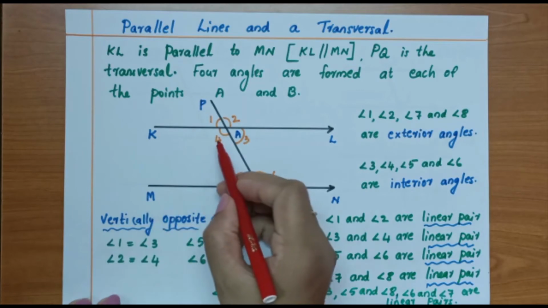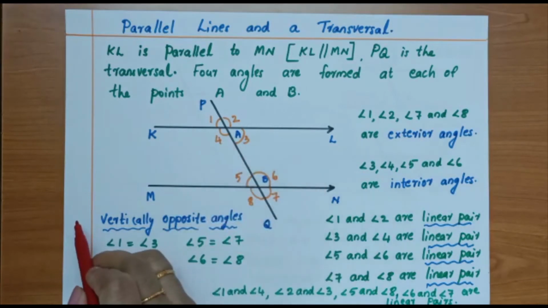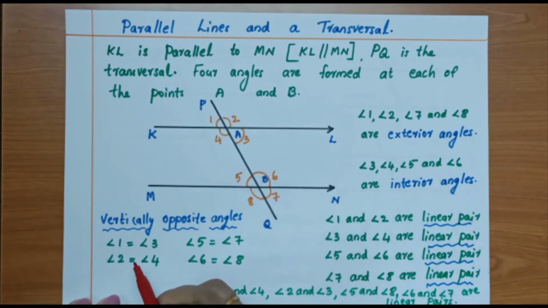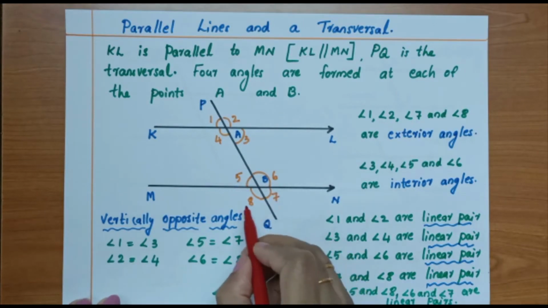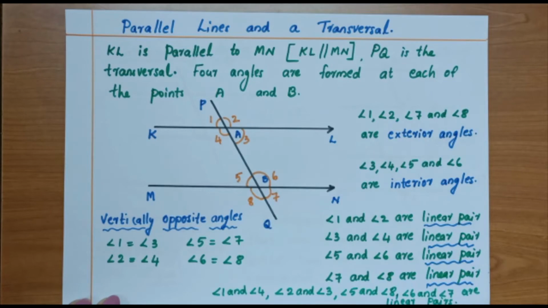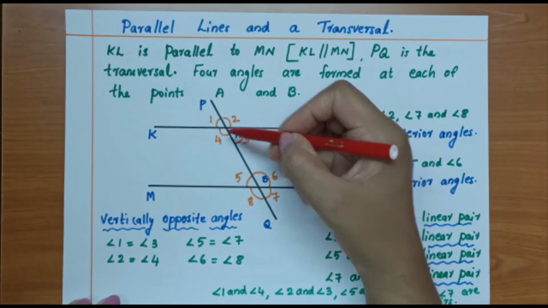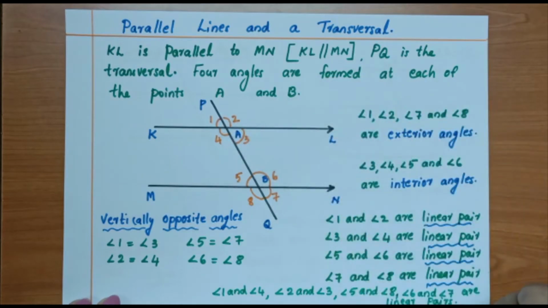In the same way, angle 3 plus angle 4 will be 180 degrees. Angle 5 plus angle 6 will be 180 degrees. Angle 7 plus angle 8 will be 180 degrees. Then in the same way, 2 plus 3 equals 180 degrees, 1 plus 4 is 180 degrees, 6 plus 7 is 180 degrees, 5 plus 8 is 180 degrees.